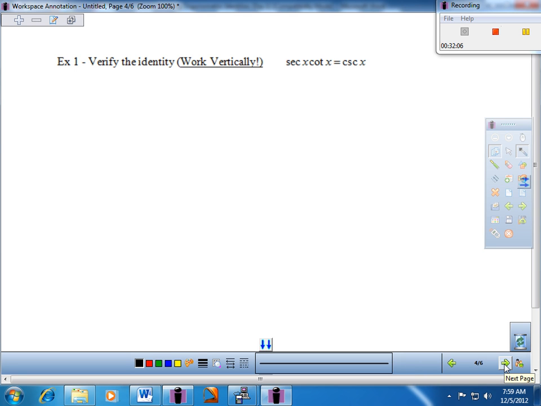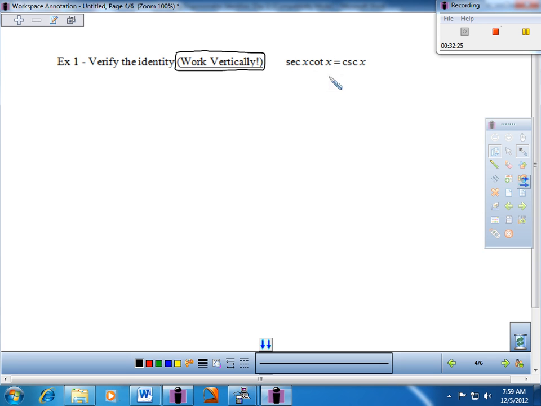First one, it says verify the identity, and please, everybody, it just helps me see your work. Work vertically. Don't go all over the paper here. It would be impossible for me to follow it, and please don't do that to me. So work vertically. You're going to pick one side of the equation, and you're just going to work with that, and then you're going to make it look like the other side. So here's what we're going to do. We're going to talk strategies in just a little bit. But for right now, the first one, let's just kind of start it out here.